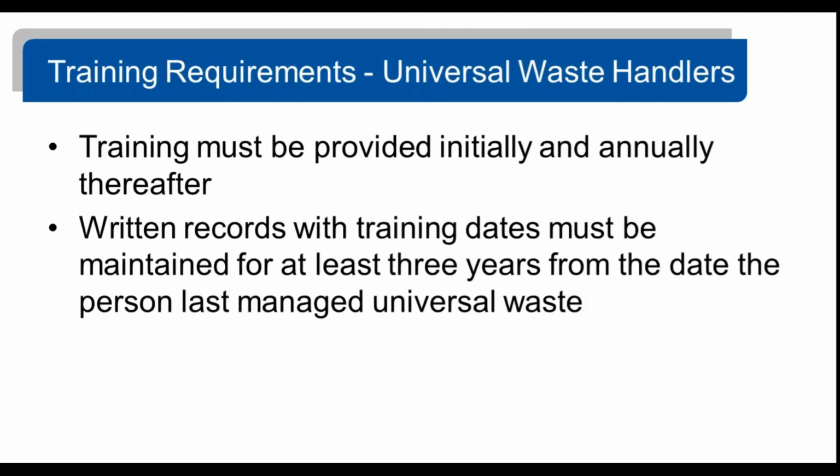Now, handlers must be provided initial training and training annually thereafter. The facility also must retain written records that include the training date the universal waste manager was trained, and those records must be retained for at least 3 years from the date the person last managed universal waste. So for universal waste handlers, those employees who manage universal waste must have the training provided initially and annually thereafter.